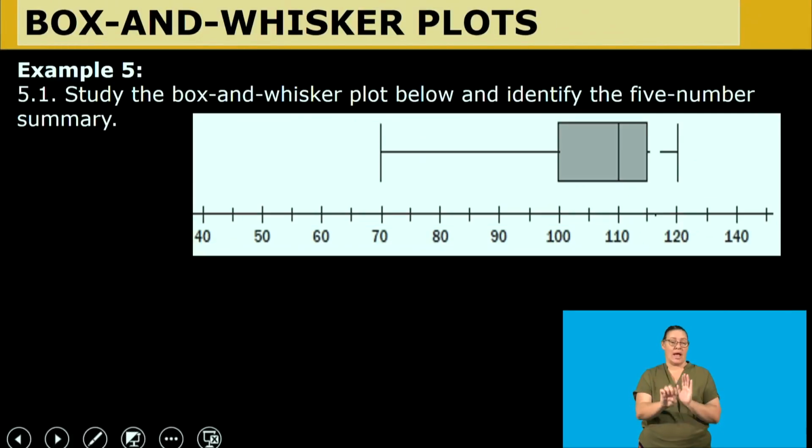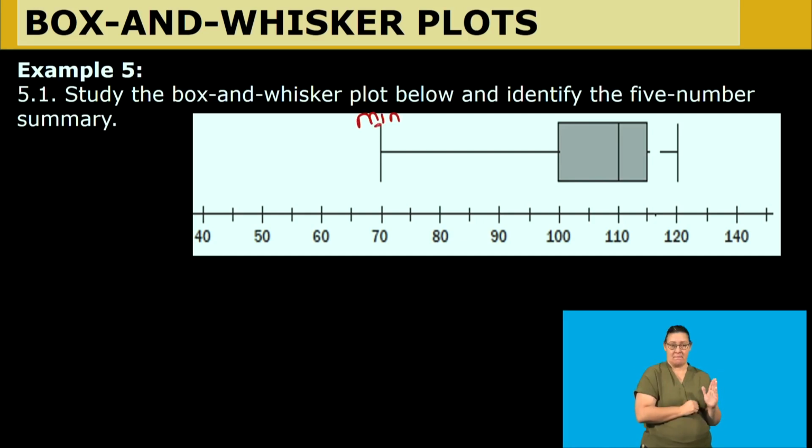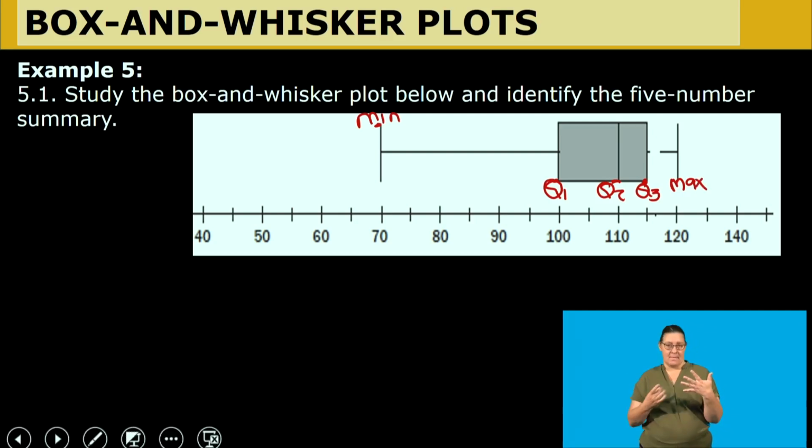Let's look at an example here. Study the box and whisker plot below and identify the 5-number summary. So looking at our box and whisker plot here, this value here represents the minimum value. Whereas this one here represents what? It represents Q1. This one represents what? Q2. This represents what? Q3. And lastly, this one represents what? The maximum value. So this is our 5-number summary.